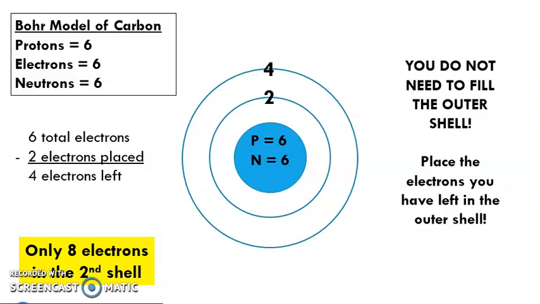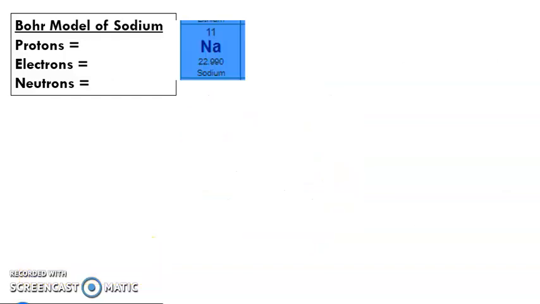Now, just to make sure that you've got this down, let's try this with another element. How about with sodium? Now, here's sodium's information lifted right off of the periodic table. From this bit of information, I'm hoping that you can recognize that we should have 11 protons, 11 electrons, and if you subtract the two numbers on the periodic table, roughly 23 minus 11, you should have about 12 neutrons.